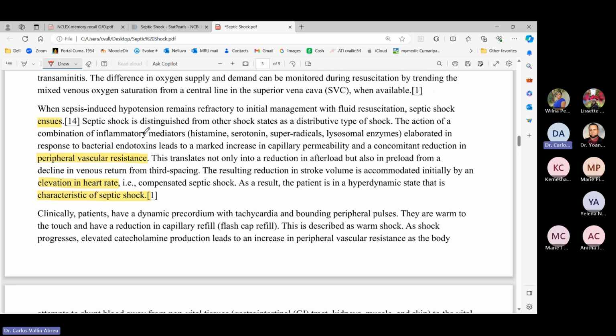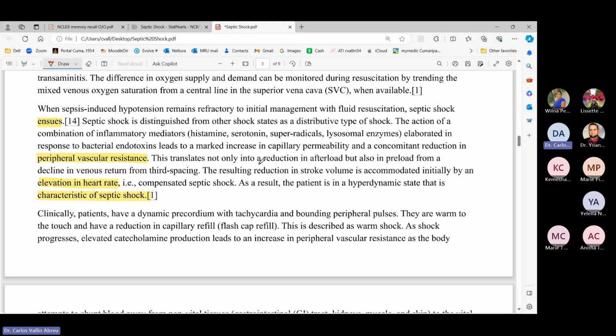So septic shock is distinguished from other shock states as a distributive type of shock. The action of a combination of inflammatory mediators, histamine, serotonin, superoxide radicals, lysosomal enzymes, etc., elaborated in response to the bacterial endotoxins lead to a marked increase in capillary permeability and concomitant reduction in peripheral vascular resistance. The same that I just mentioned in maybe simpler words.